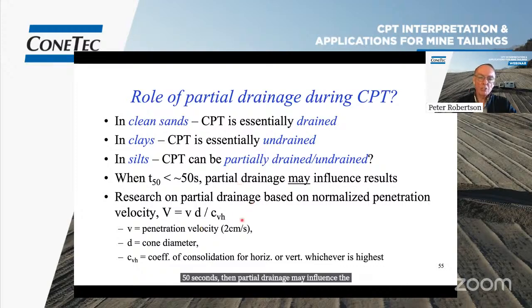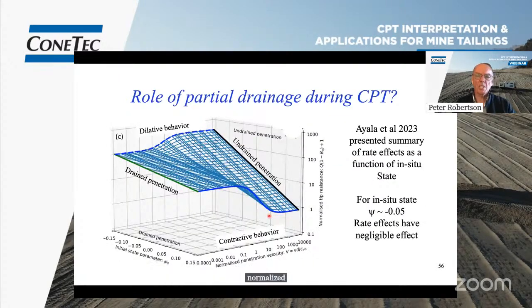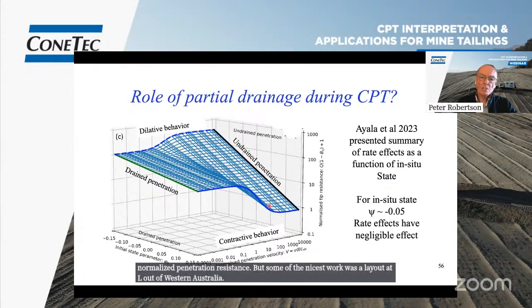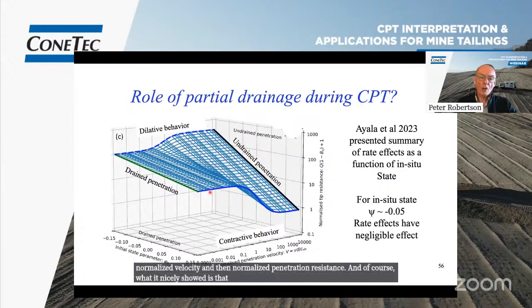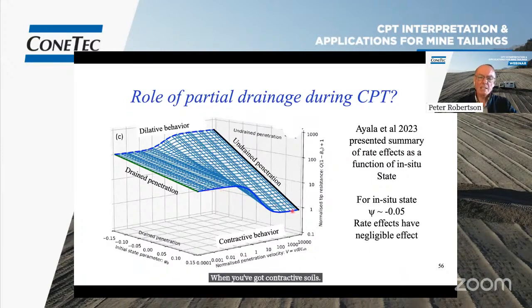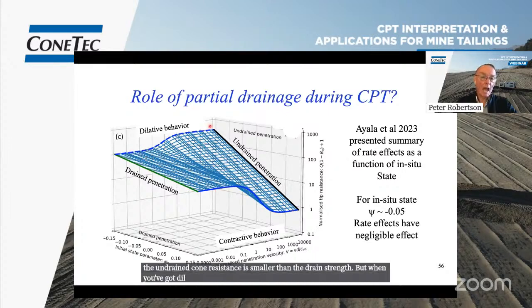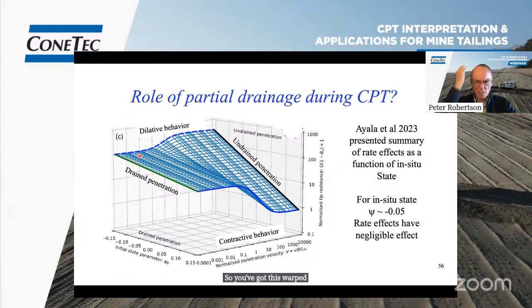There's been a lot of research done on normalized penetration resistance, but some of the nicest work was Schneider et al. out of Western Australia, who presented this rather nice plot. So you've got state parameter on one axis, normalized velocity, and then normalized penetration resistance. And of course, what it nicely showed is that when you've got contractive soils, the undrained cone resistance is smaller than the drained strength. But when you've got dilative soils, the undrained penetration is higher than the drained. So you've got this warped surface as a function of in situ state and penetration rate and normalized cone resistance.